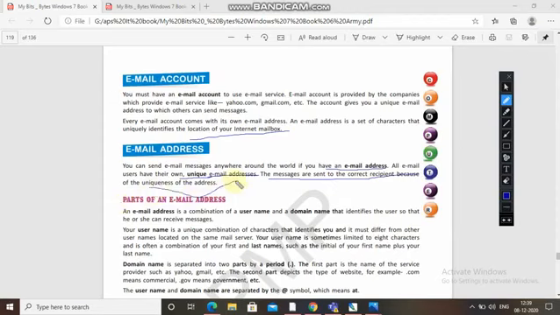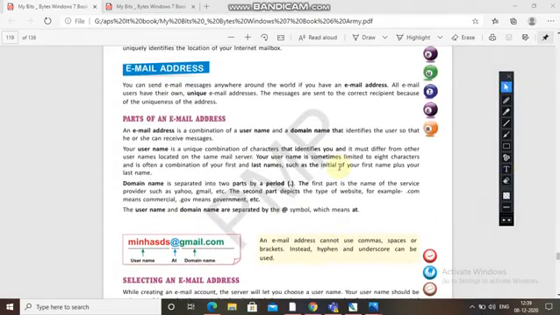Now coming to parts of an email address. What are the different parts of an email address? So you see, an email address is a combination of a username and domain name that identifies the user so that he or she can receive messages. A username is a unique combination of characters that identifies you, and it must differ from other usernames located on the same server. A username is sometimes limited to 8 characters and is often a combination of your first and last name. So remember this.